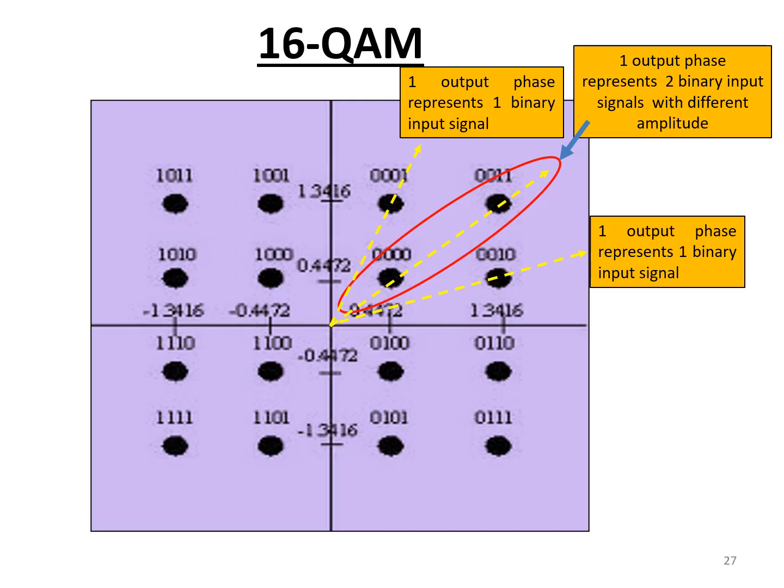Based on this 16 QAM constellation diagram, notice that some of the output phases represent 2 binary input signals with different amplitudes, and some of the output phases represent 1 binary input signal.